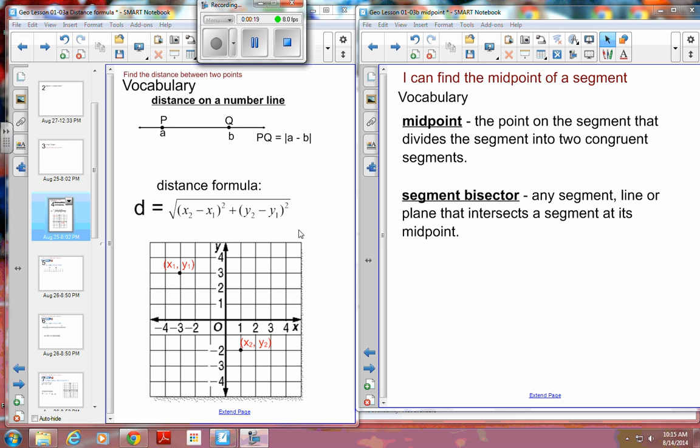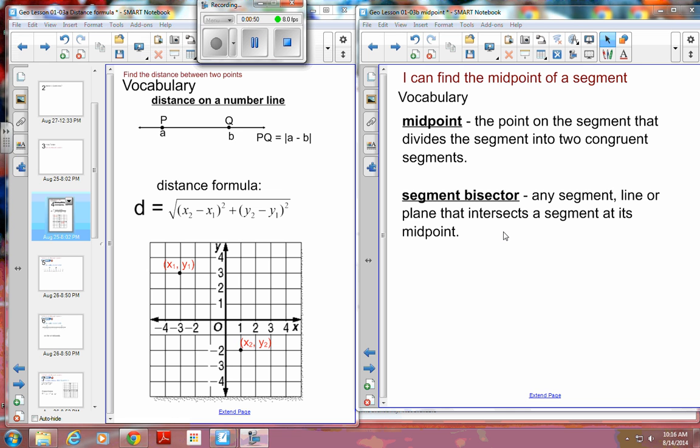If you're on a coordinate grid, you're going to fill in your numbers into this formula. This is basically your Pythagorean theorem. We'll cover more on how the distance formula and the Pythagorean theorem are related later. Notice that this is x1 and y1, and this is x2 and y2. It's just the x and y coordinate of the first point and the x and y coordinate of the second point. And hopefully you remember some of this from your algebra class last year. If not, we'll go over a lot of it again this year.